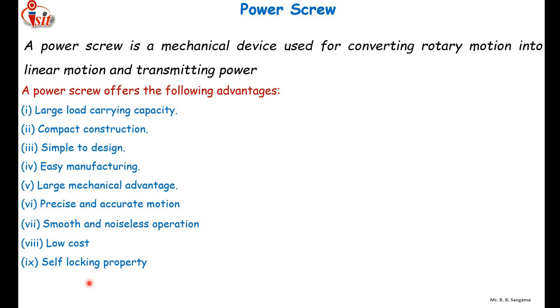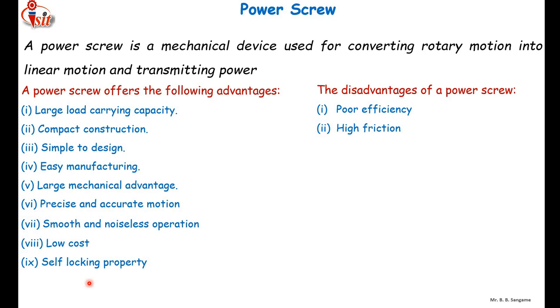So many advantages as the power screw is offering, but few disadvantages are also there. First one is the poor efficiency. It offers the efficiency less than 40% basically. And one more thing is high friction.